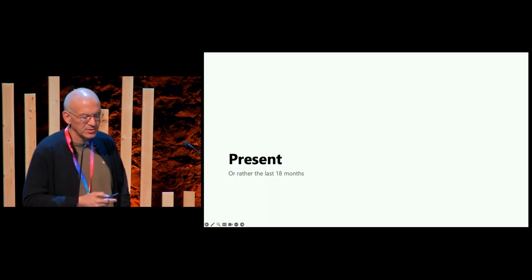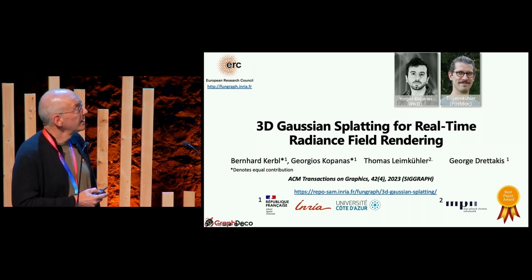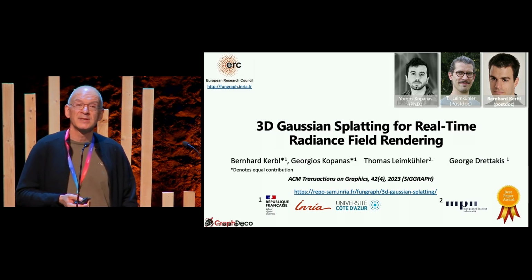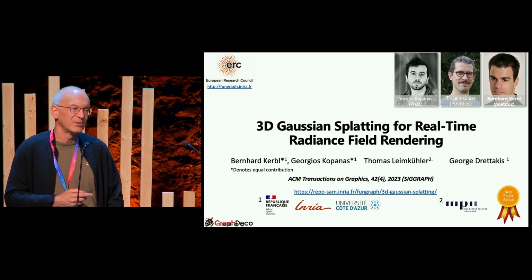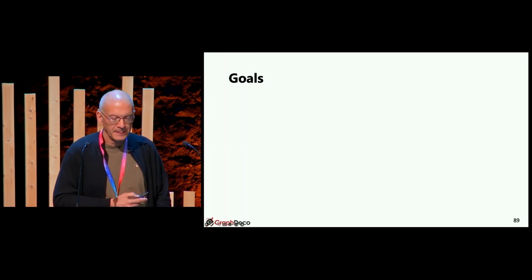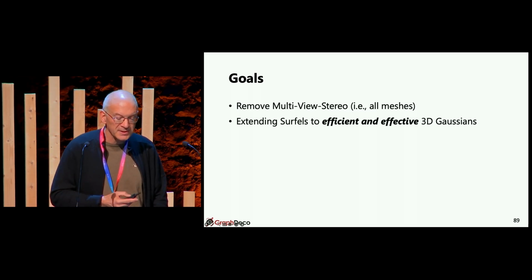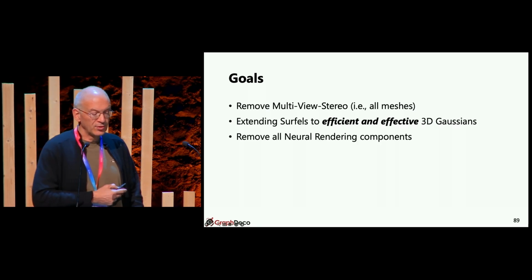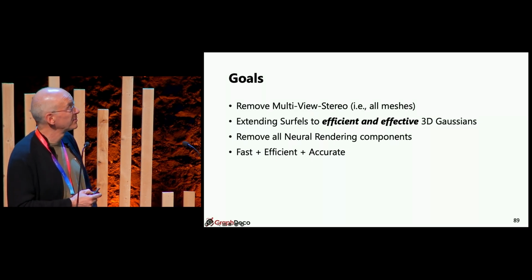So this brings me to 3D Gaussian splatting. Again, this was in the context of George's PhD. And an important newcomer was Bernard, Bernard Kerbel is an expert in GPU programming, and in particular, point-based rendering for GPUs, and that was a critical aspect for this project. So what were our goals? We wanted to remove multi-view stereo, get rid of the meshes, extend circles to be efficient and effective 3D Gaussians instead, remove all neural rendering components, and be fast, efficient, and accurate at the same time if possible.